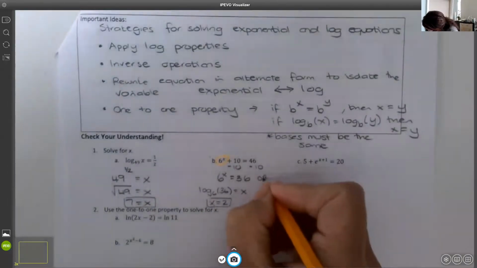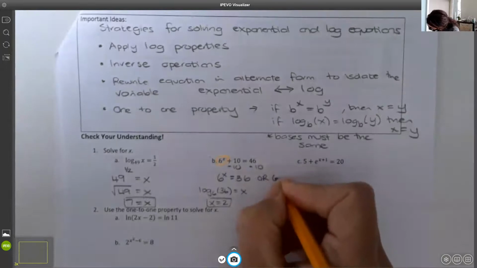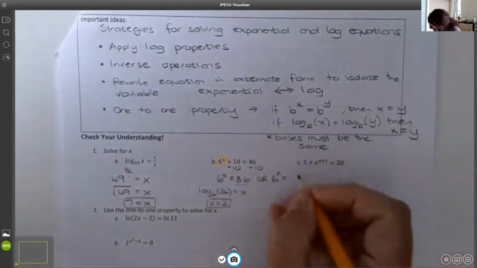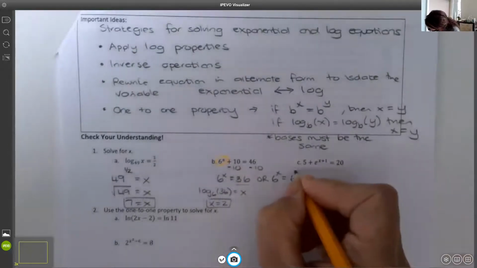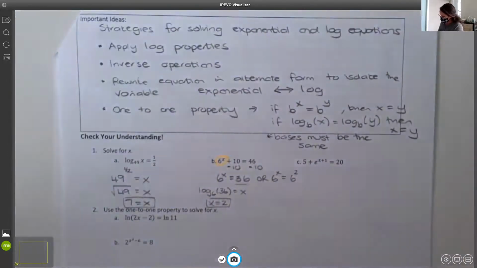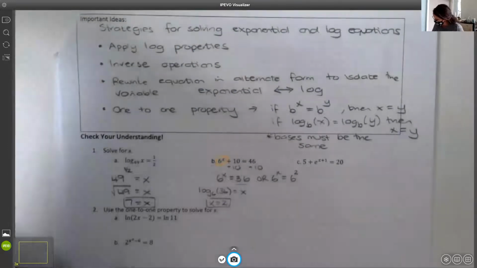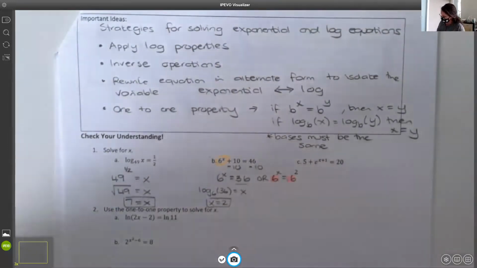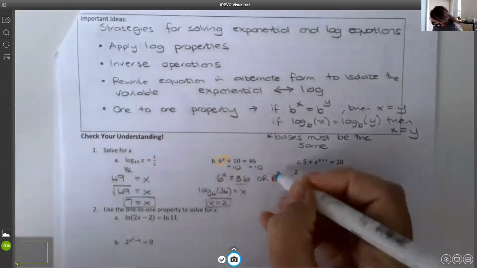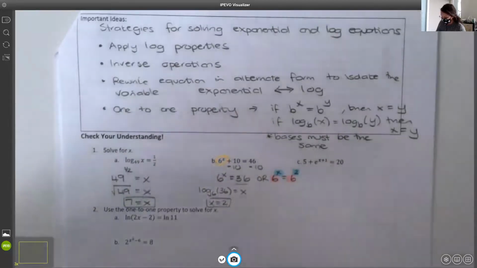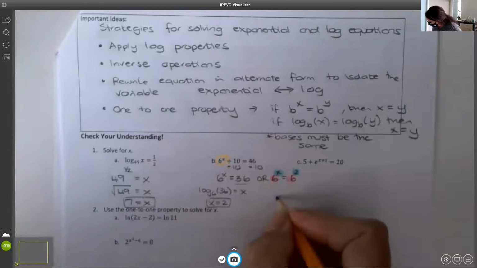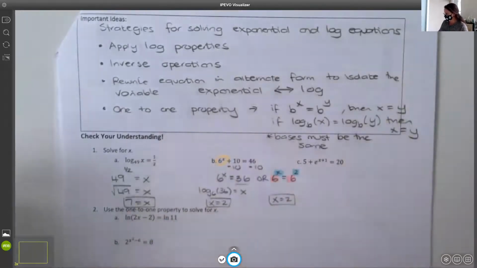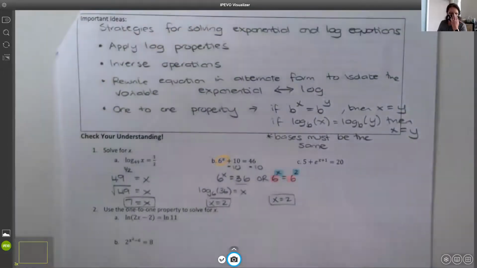Or you could take that 36 and rewrite it with a base of 6. And then since you've done that, the bases are the same, and you can use the one-to-one property and you get x equals 2. You get the same answer regardless of which way you do it. You can choose whichever way makes more sense to you.